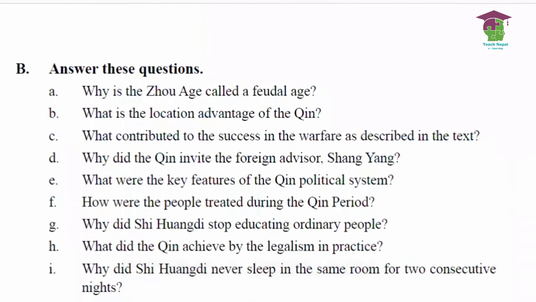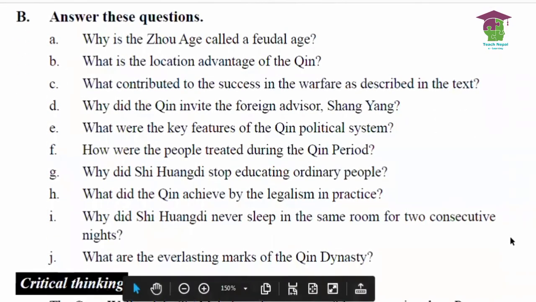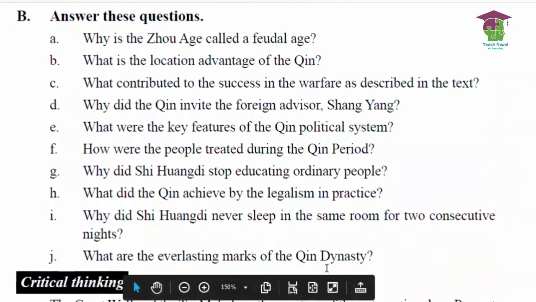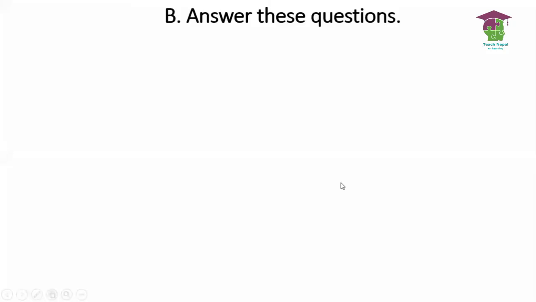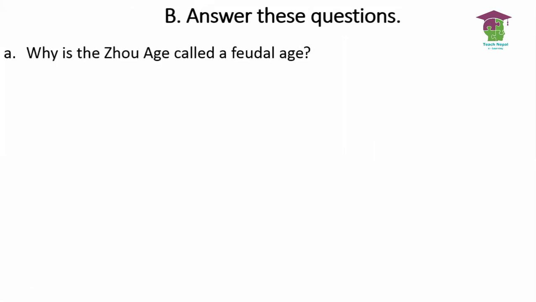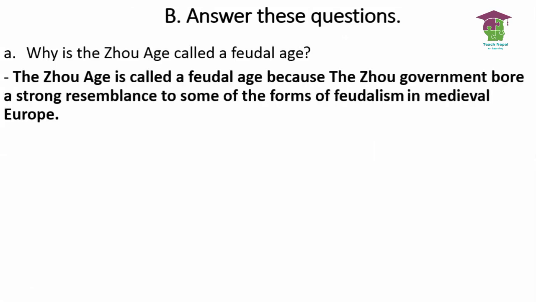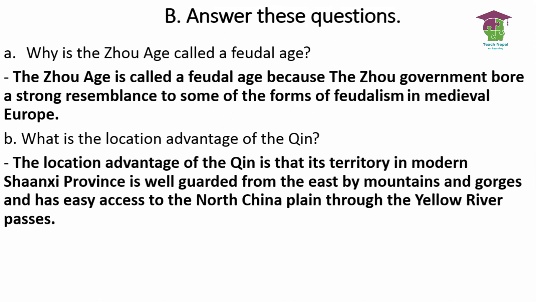And now it's the question answers. I have mentioned the question answers in the slides next part. Here I have mentioned the answers of each question. Why is the Zhou called a feudal age? The Zhou age is called a feudal age because the Zhou government bore a strong resemblance to some of the form of feudalism.